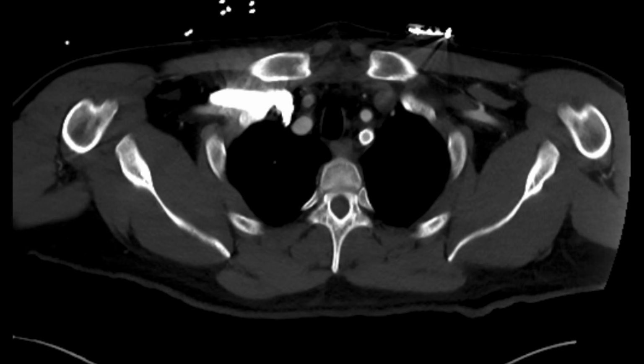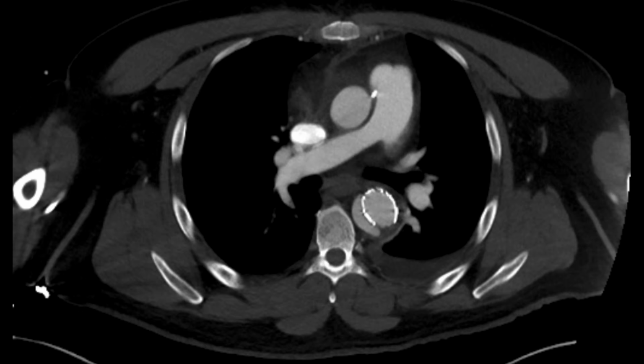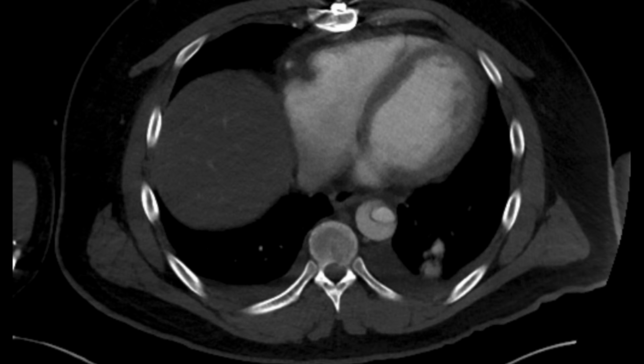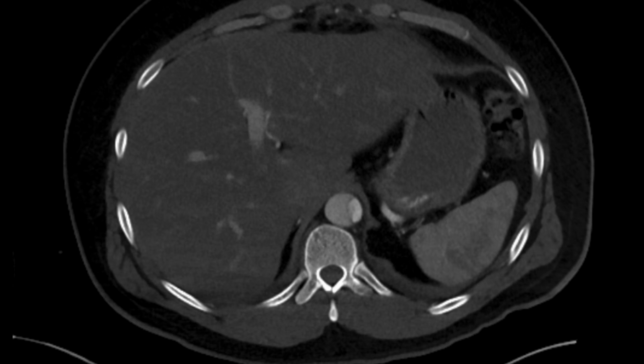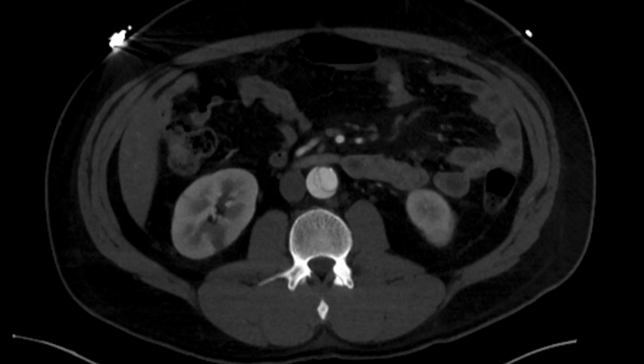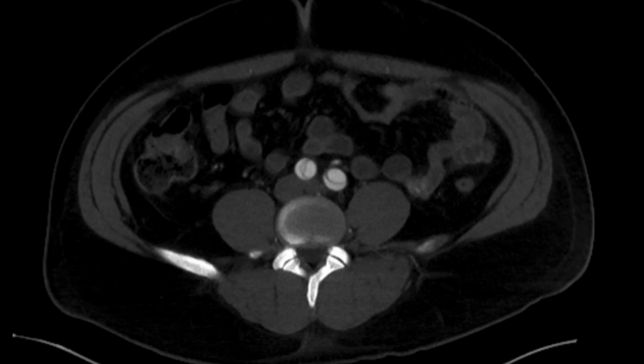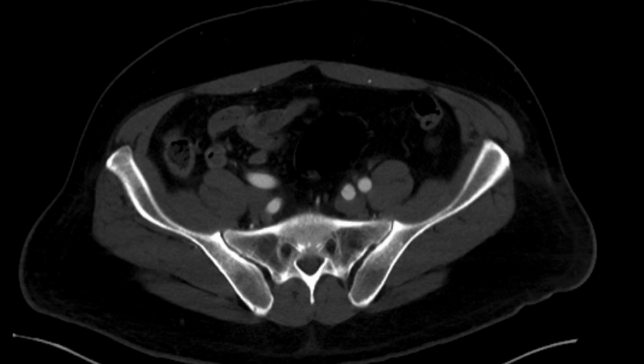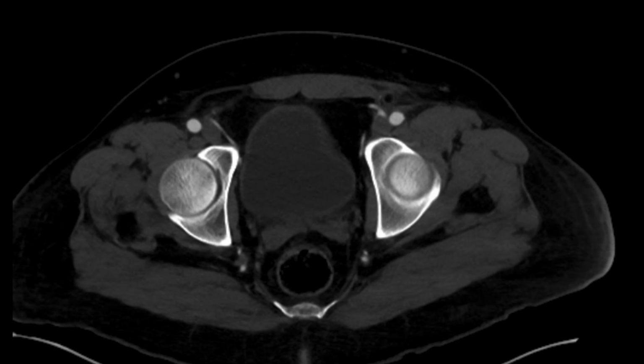Post-op CTA demonstrates a satisfactory repair. The left subclavian stent is patent. The dissection flap extends from the thoracic aorta to the bilateral iliac vessels. The true and false lumen appear patent with significant improvement in true lumen compression. All visceral arteries are widely patent.